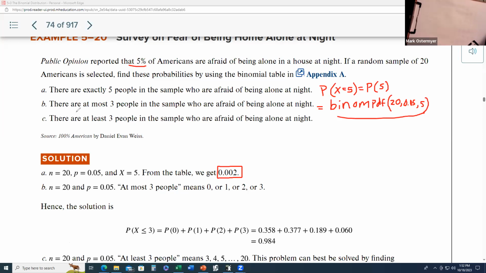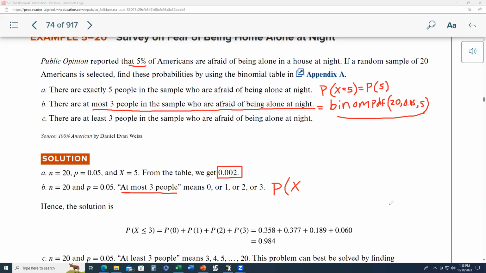Okay. All right, the second question. What's the probability that there are at most 3 people in our sample who are afraid of being home alone at night? At most 3. What does at most 3 mean? What inequality does that conjure up in your mind to say at most 3? We would say X is what to say at most 3 successes? Less than or equal to 3? That's right. X is less than or equal to 3 means at most 3, meaning the most it could be is 3, but that's also suggesting it could be something less than 3 also. All right, that means at most 3.